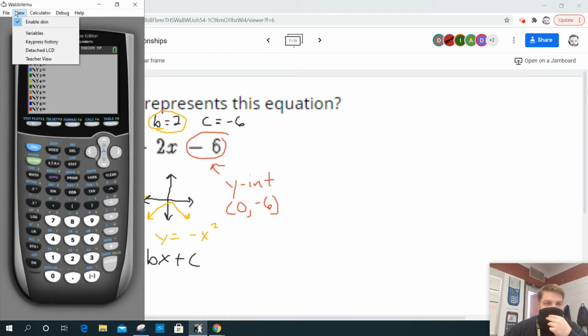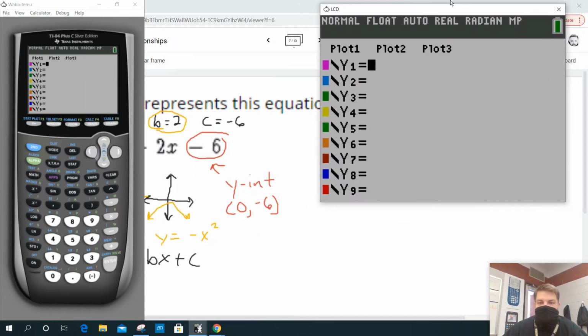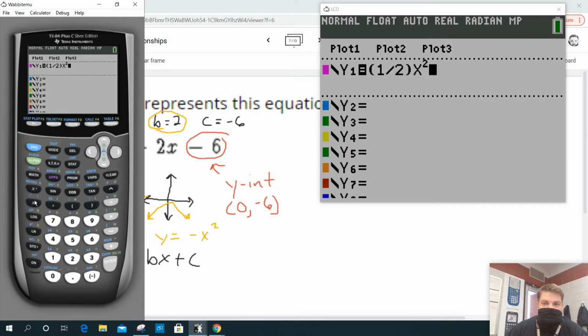Okay. And I think what I'll do is I'm going to put this up here too so you can see it a little better. Okay. So now to graph this thing, I'm going to put in parentheses 1 divided by 2 times the quantity x squared, right, plus 2x minus 6. Okay. And then I'm just going to hit graph.